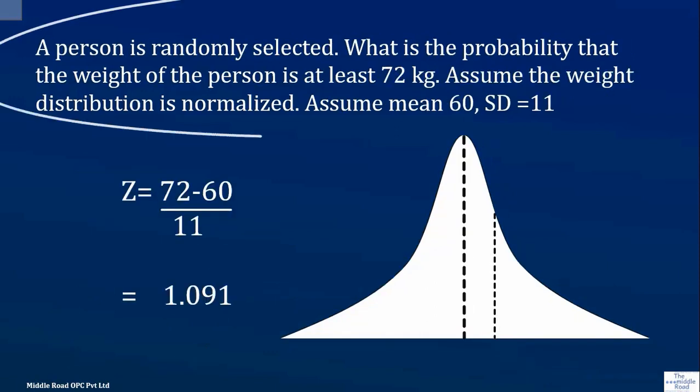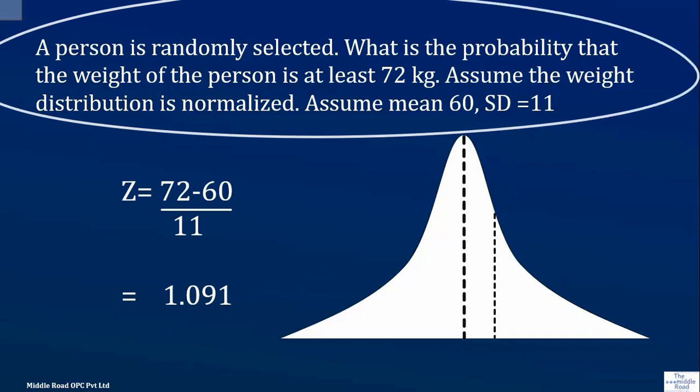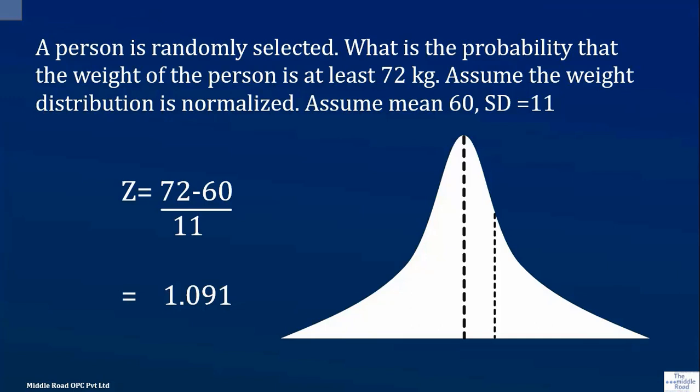Look at another example. A person is randomly selected. What is the probability that the weight of the person is at least 72 kgs? The mean is 60. It's very positive that the Z value is positive. Calculated, we use the same formula for the Z-score. The Z-score comes as 1.09. 1.09 is roughly 1.1 deviations up from the mean. If the mean is 0 here, this is coming as 1.091.